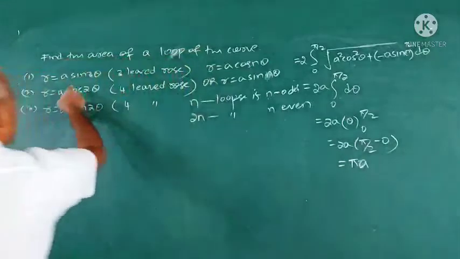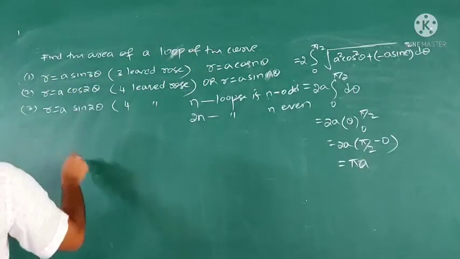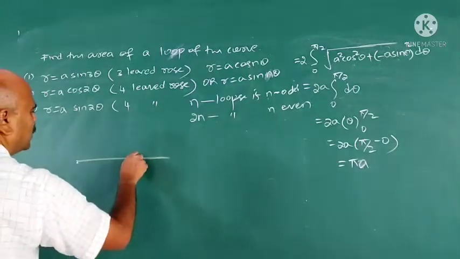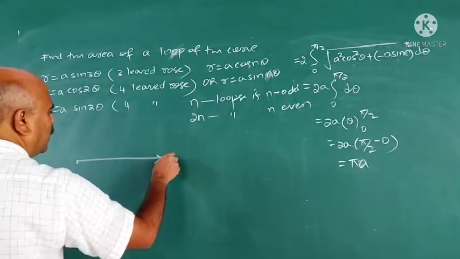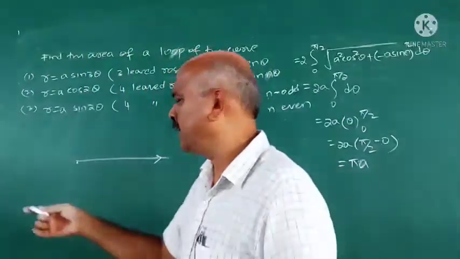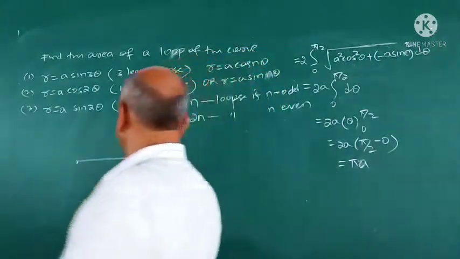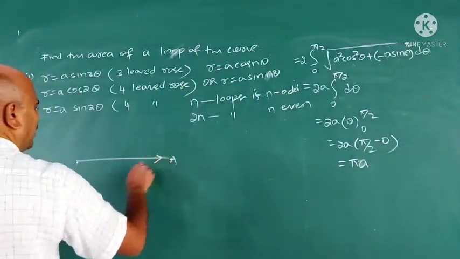Now, I consider the area of one loop here. For that, suppose this is the initial line. If possible, I explain the shape of the curve now, then I explain the area in the next period. If time doesn't permit, I take the area in the next period. But see the shape of the curve here. It is OA, the initial line.